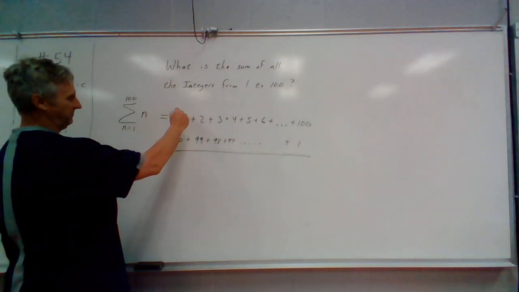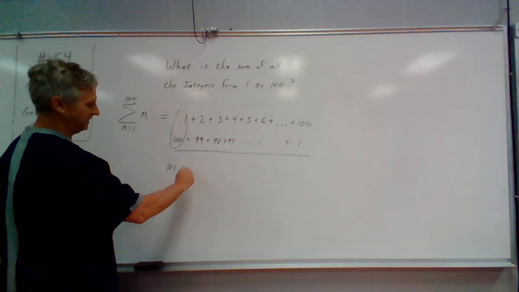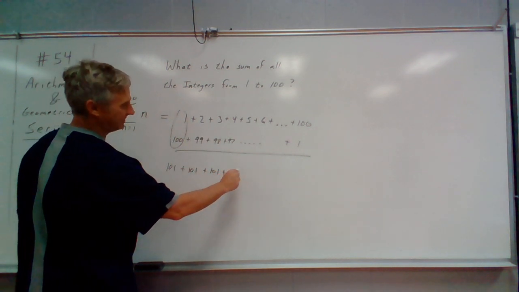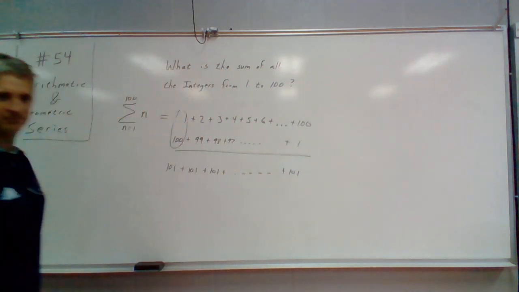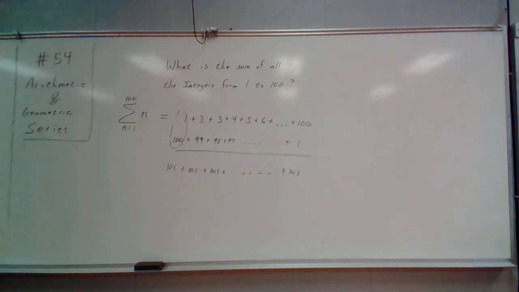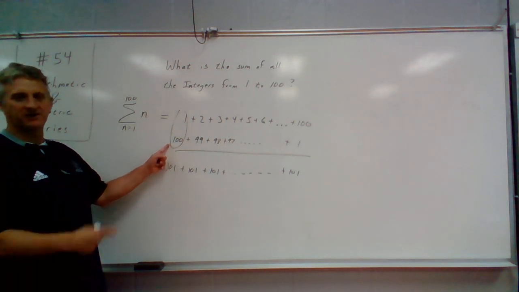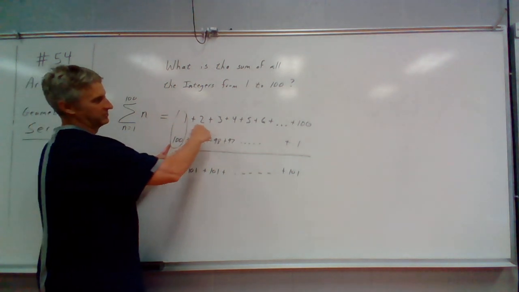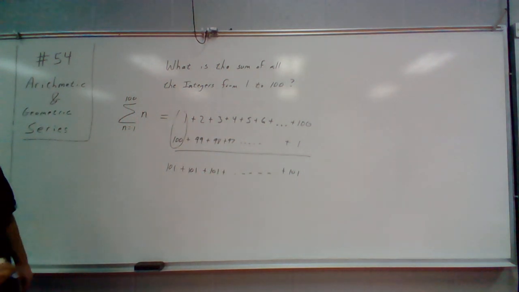But notice, if he adds these two, he gets 101. Then he gets 101 again. Then he gets 101 again, all the way out to here where he gets 101. All right. How many of these 101s does he have? Well, he's got 100 of them, right? Here's the first one starting with 1. There's the second one starting with 2, all the way up to 100. So he has 100 101s.